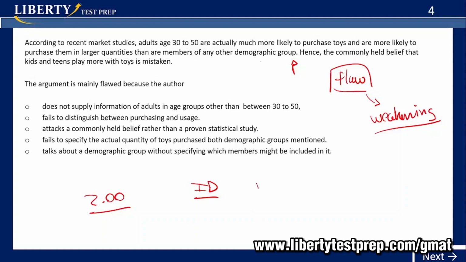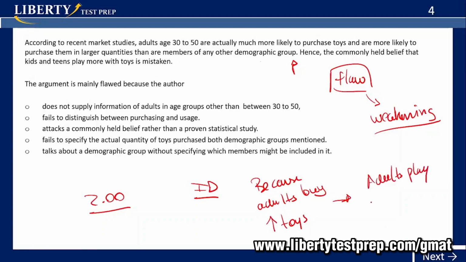Okay, so first what they're saying is adults are the ones buying more toys. Okay, adults between the ages of 30 to 50. And then they say this would support the belief that kids and teens are not the ones playing more with toys, because adults buy more. So because adults buy more toys, adults play with toys more than kids and teens do. You see? So that's the logic here. Now, what flaw, what mistake can we see in this logic?